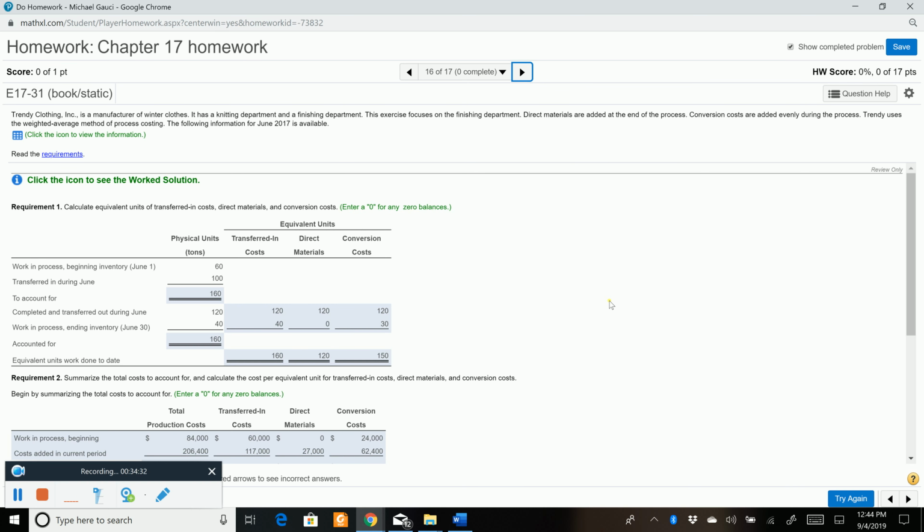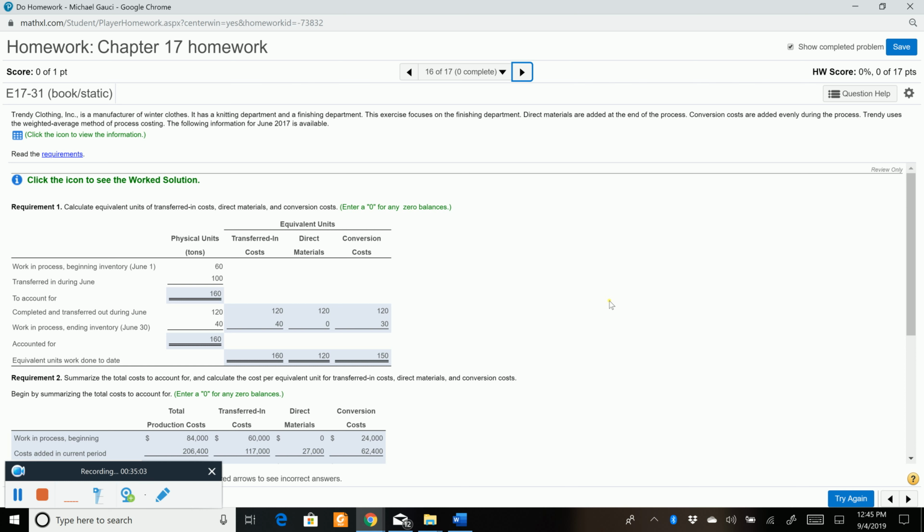Okay, this next homework problem, we are a clothing manufacturer. They have a knitting department and a finishing department. We are going to focus on the second, the finishing department. Direct materials are added at the end of the process, so that's interesting. Sometimes direct materials are added in the beginning of the process. In this example, the direct materials are added at the end of the process.